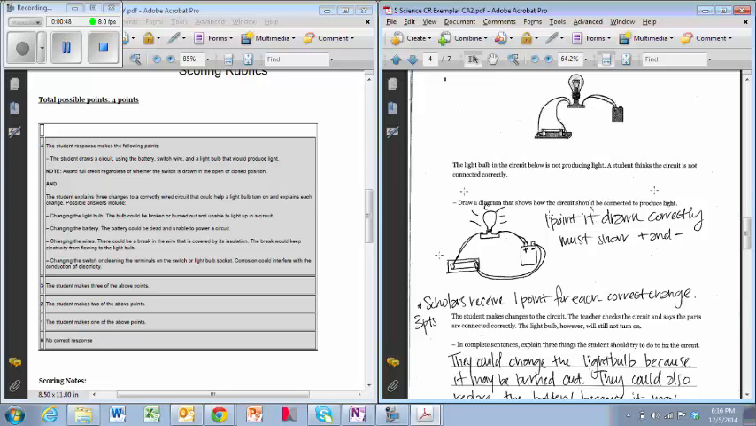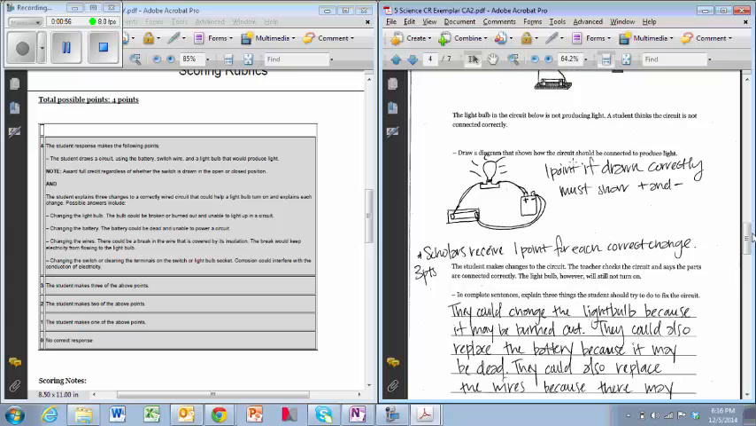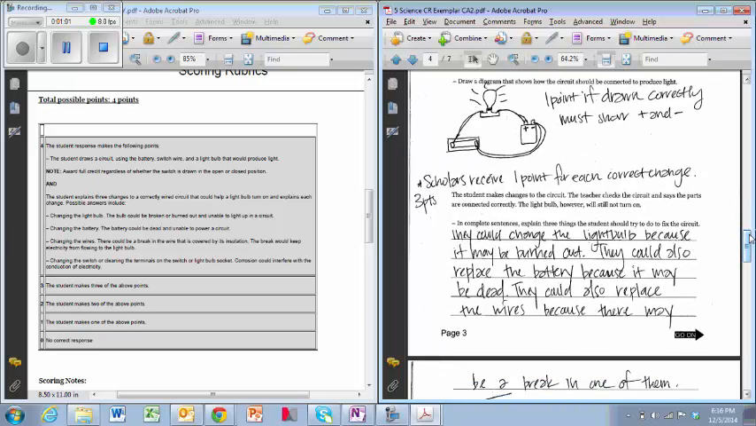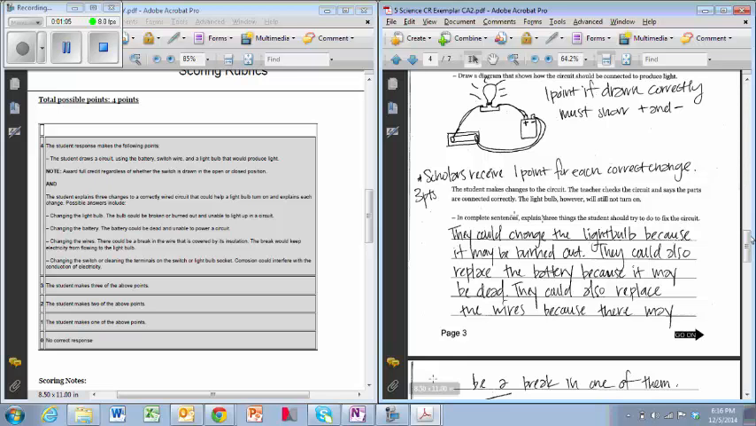You'll see that this first section says to draw a diagram that shows how the circuit should be connected to produce light. They will get 1 point if drawn correctly, and they must show the positive and negative on the battery. The second part is worth a total of 3 points.